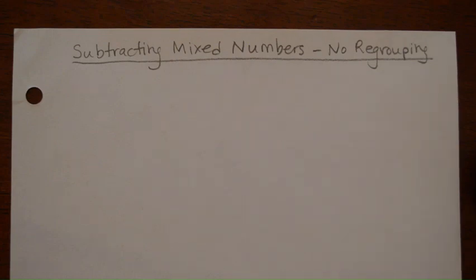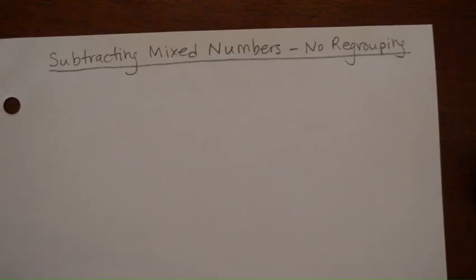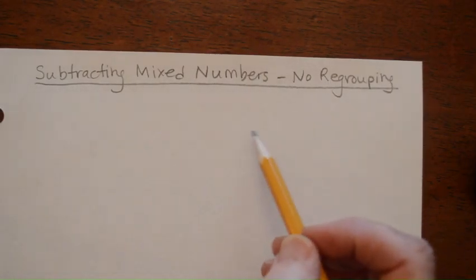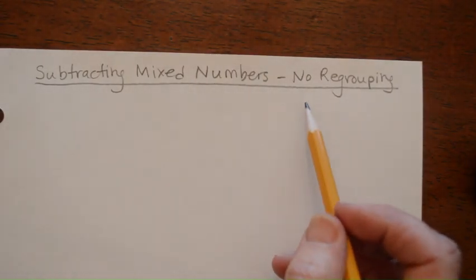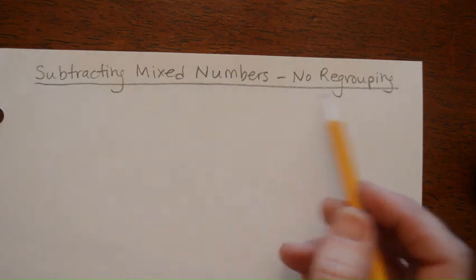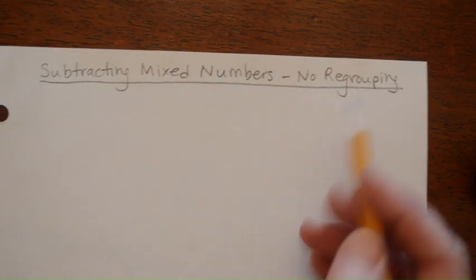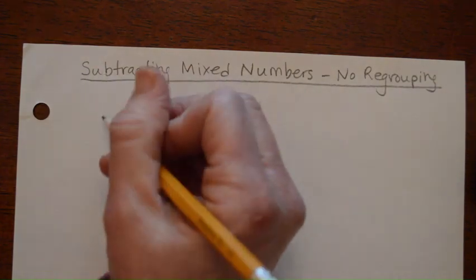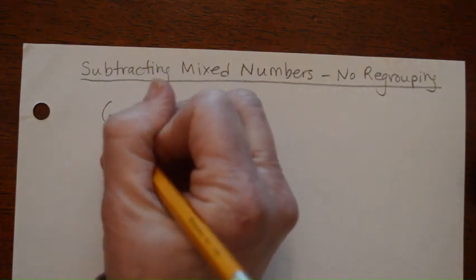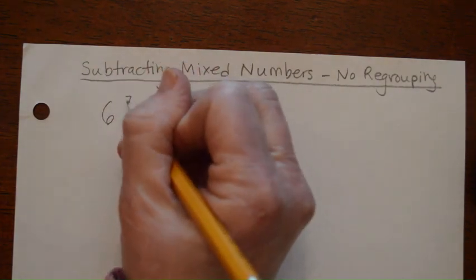Hey, let's look at subtracting mixed numbers. And we're going to start with no regrouping, which means that we don't have to borrow anything from our whole number parts. We'll look at that in the next video. So let's start with, again, just as I've been doing before, one with easy denominators, and then we'll move on to one with harder denominators.